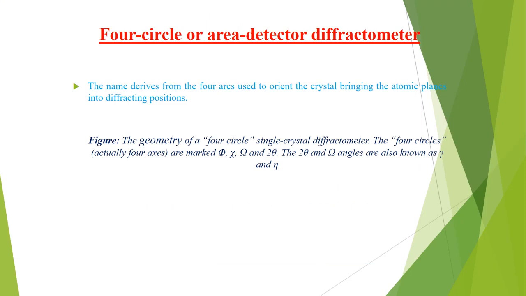Dear student, in this slide we are going to study about the four circle or area detector diffractometer. The most common automated technique is the four circle diffractometer. The name is derived from the four arcs used to orient the crystal, bringing the atomic planes into diffracting position.